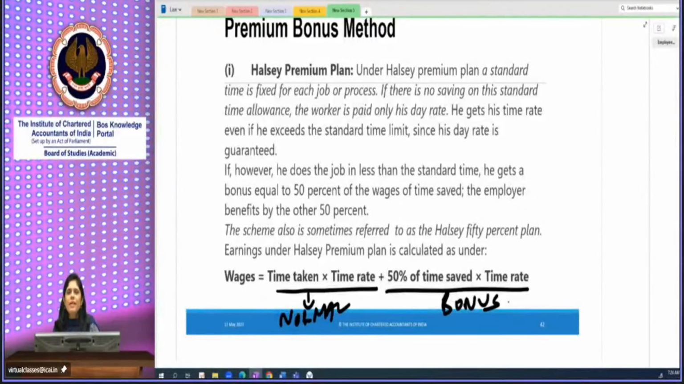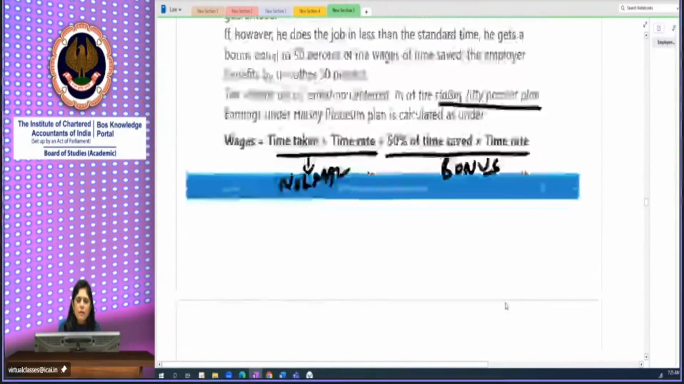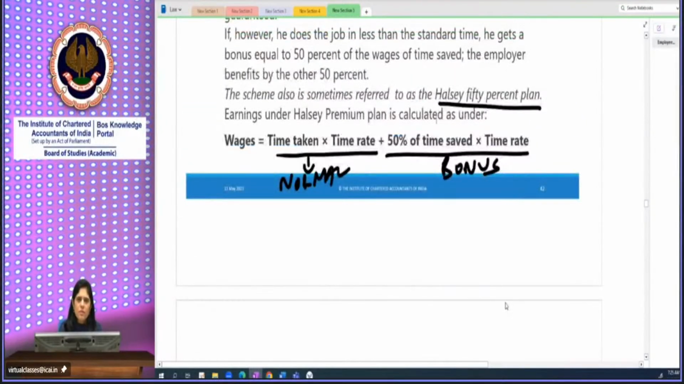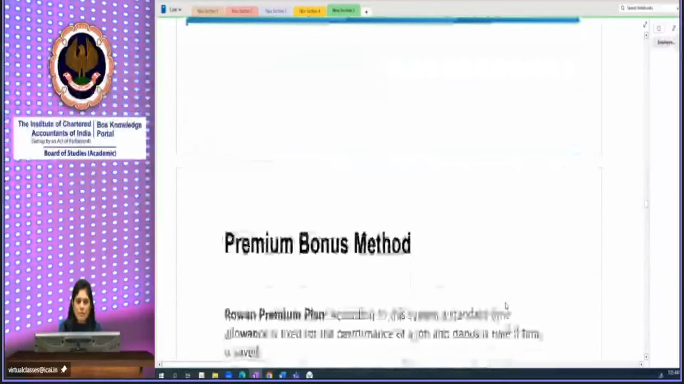See, 50% benefit is going to the employee and 50% benefit is going to the employer also, because whatever time you are saving, you are not getting 100% of it, you are just getting 50%. So the employer is also benefiting out of it, saving 50% of your wages when you are given only 50% as bonus. That is Halsey premium, and that's why it's also called the Halsey 50% plan, because whatever you are saving, you get the benefit only to the extent of 50%. I hope you have noted this down. It will be useful when we do the illustrations.